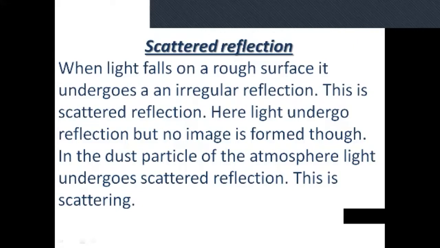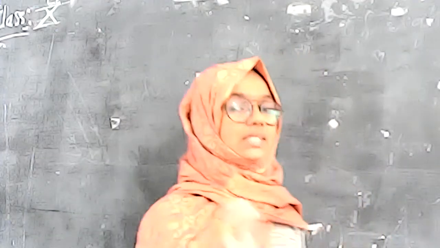Light undergoes scattered reflection in the dust particles of the atmosphere. That's why no image formation occurs. And this is known as scattering. That is, we have discussed what scattered reflection or scattering is.